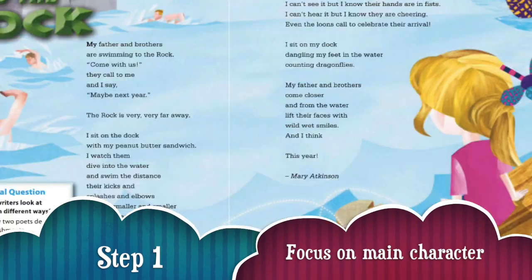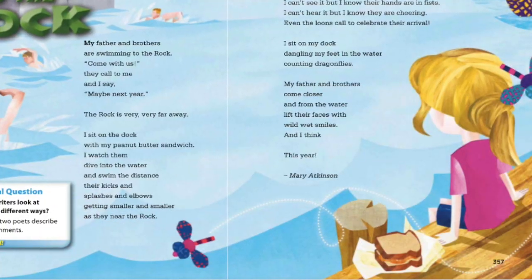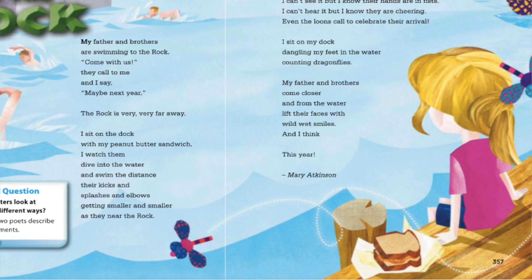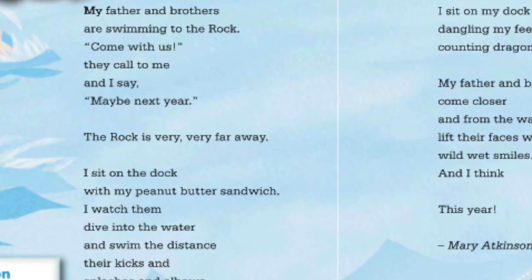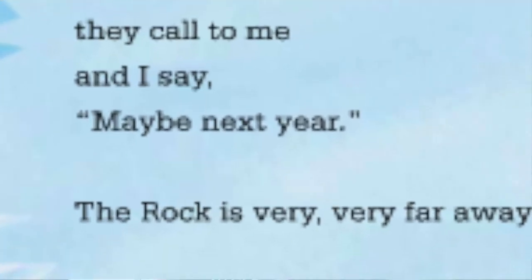So in this poem, let's focus on the main character. What's the lesson that she learned throughout this, or how did she change? Well, we see that at the beginning, they invite her to go with them to the rock, and she said, maybe next year. But then at the end, she says, this year. So her mind changed somewhere in the middle of the poem from not wanting to go to the rock to wanting to go to the rock.